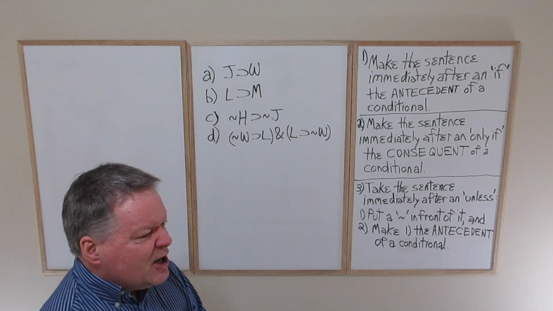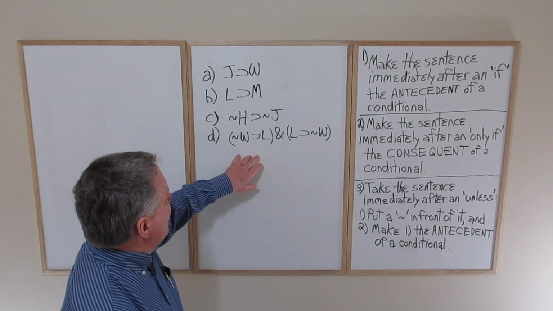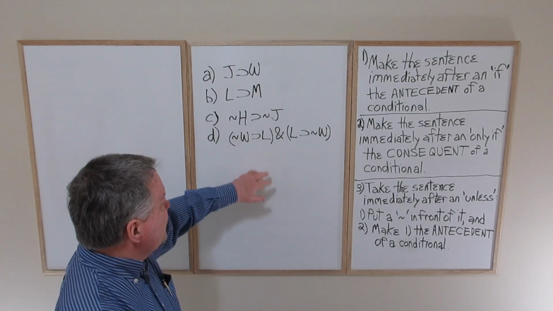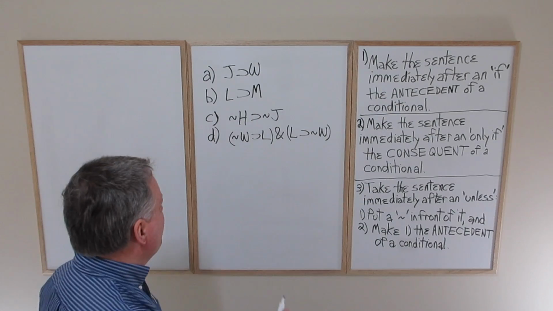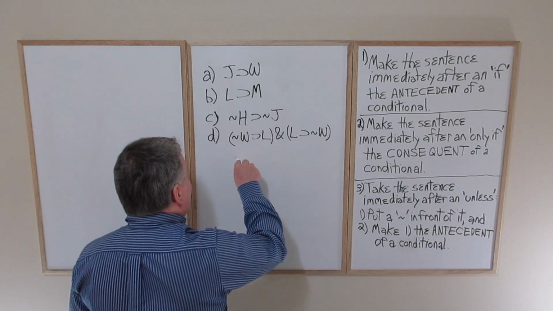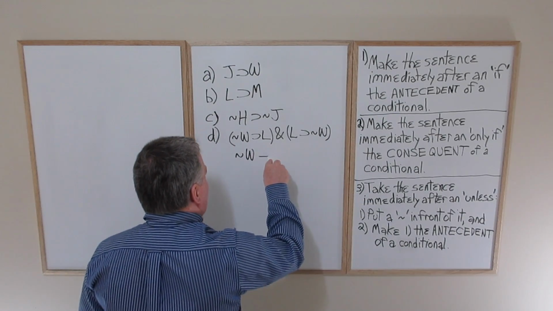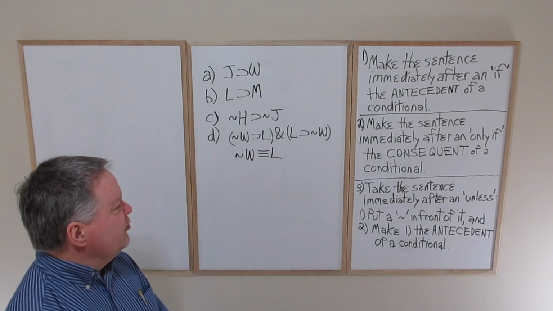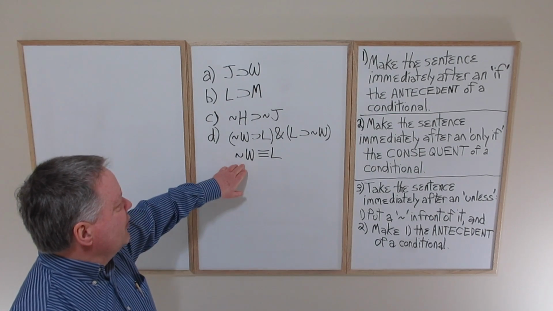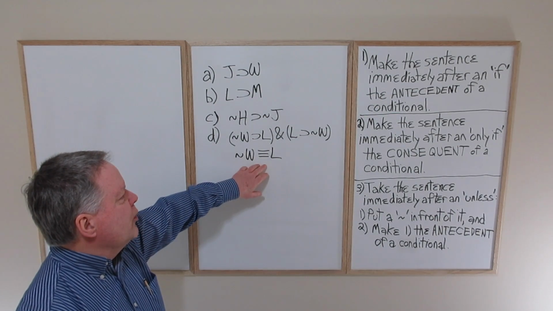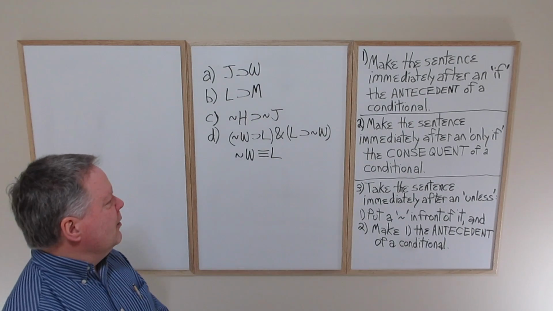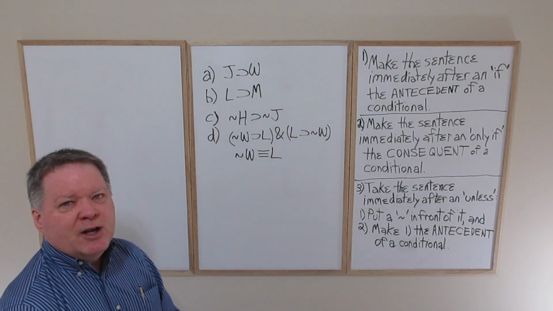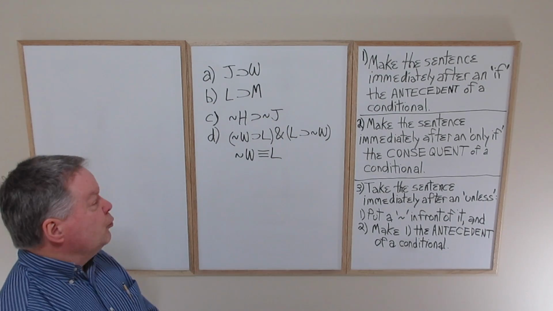We don't really need the biconditional. All the biconditional is, is a way of compressing conjunctions of mirror image conditionals. So, a compressed version of the upper symbolization is tilde W triple bar L. Mary won't be working late if and only if John is working late.